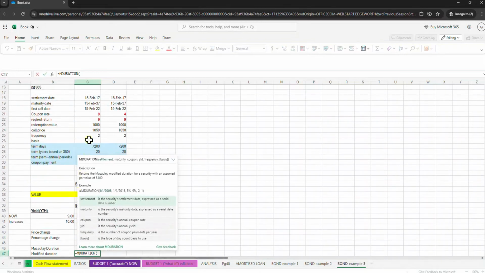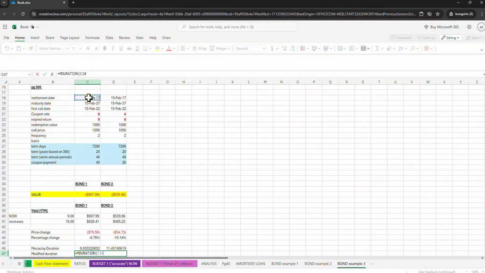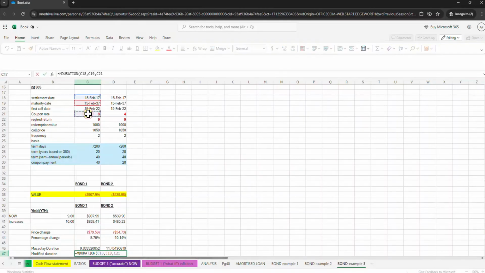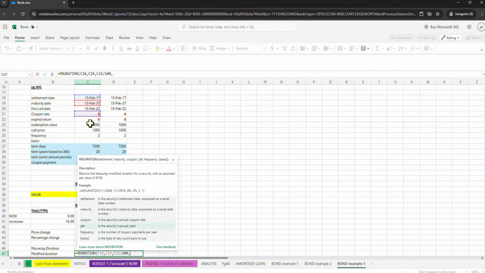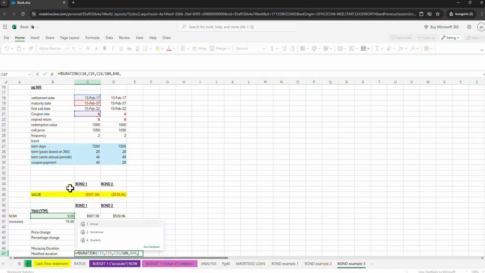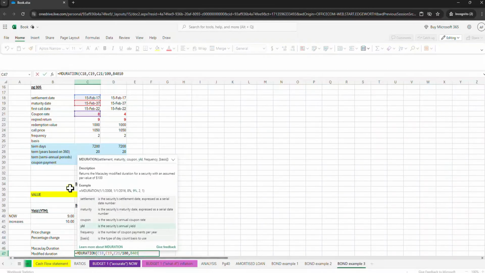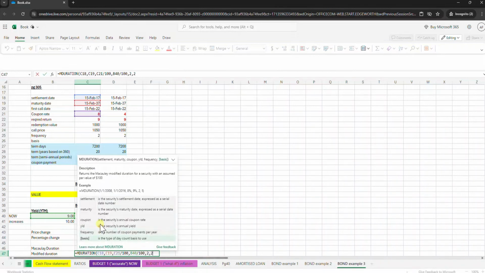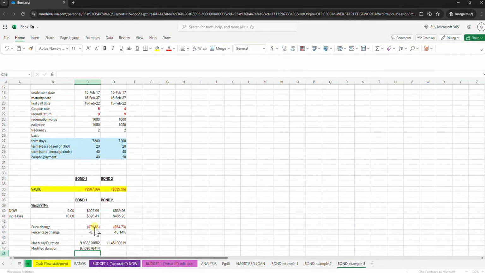Okay, let's go. Settlement dates. Here's settlement dates. Maturity dates. All right, coupon. Remember coupon? We need to divide by 100. Yield. Yield here was the 9%. Divide by 100. This was a semi-annual bond, with 360 periods. Close brackets. Enter. Was that good? Nice. Okay, it's correct.